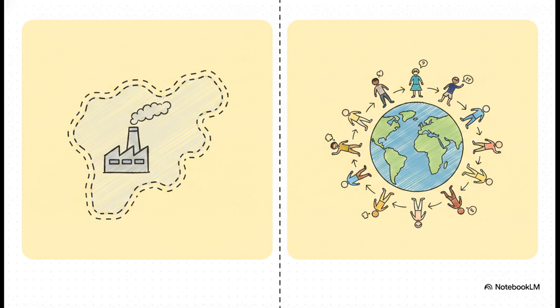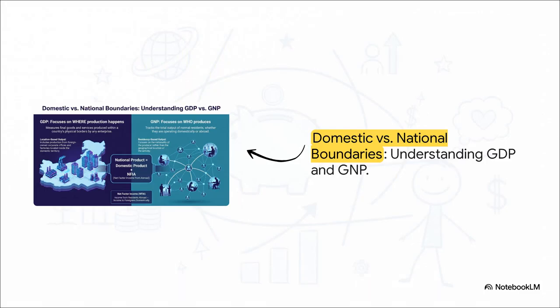National product, though, that follows the people. It measures the output produced by the citizens and residents of a country, no matter if they're working right down the street or halfway across the globe. And this brilliantly illustrates how we connect the two. Notice how the concept of net factor income from abroad, or NFIA, acts as this vital bridge. It perfectly connects those geographic boundaries to citizen residency.